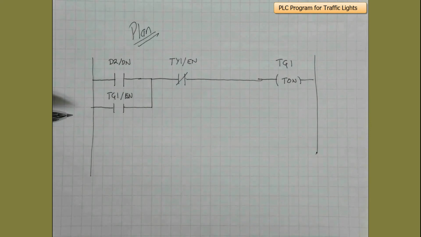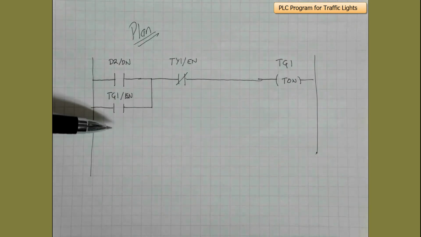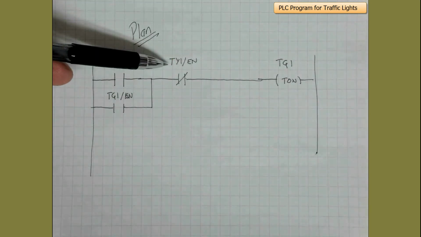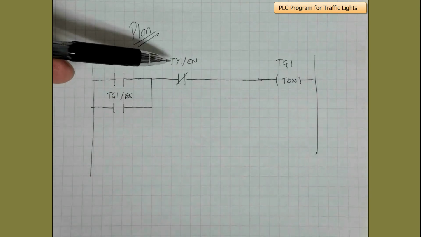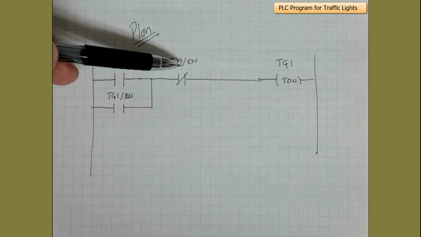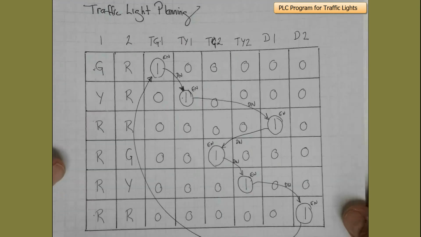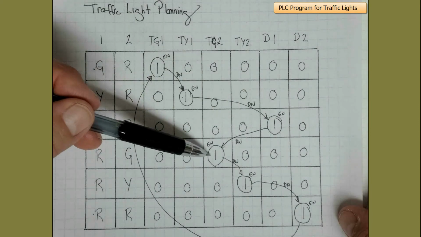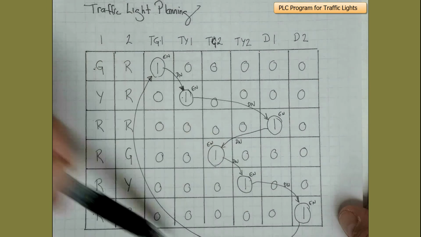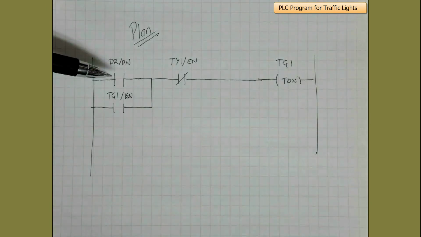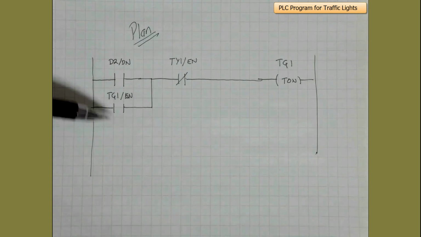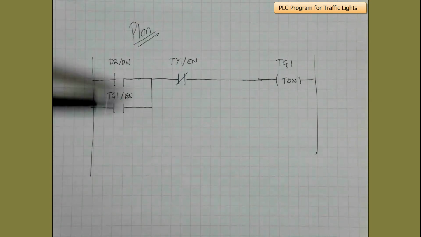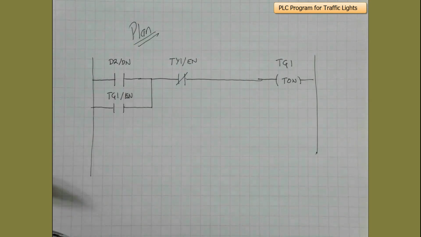And if I look at my plan, I can see this is actually going to work for all of my timers. If I follow this same type of idea, TG1 is going to drive TY1, and TY1 is going to drive D1. D1 is going to turn on TG2, and then TG2 is going to turn on TY2, and etc. If I follow the same style of programming, I should be able to write this code for each of my timers, and then I'm basically done the timing part of it. So that's a good start.